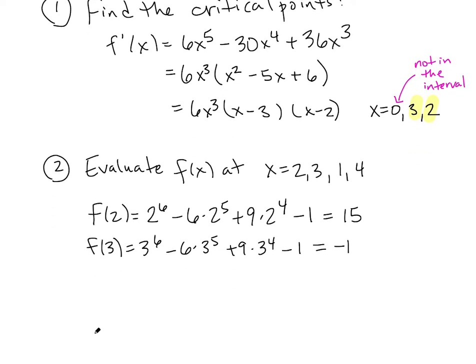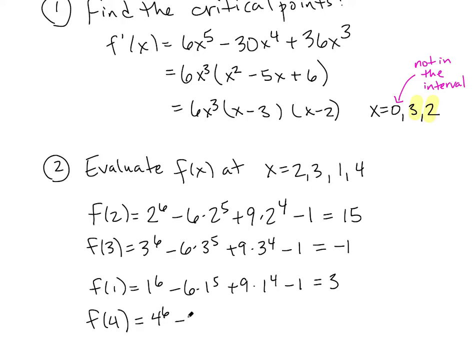The other two values are 1 and 4. So f of 1, I'll have 1 to the 6th minus 6 times 1 to the 5th plus 9 times 1 to the 4th minus 1, which gives us 3. And lastly, f of 4, so the right endpoint of my interval. So I'll have 4 to the 6th, that's a large number, minus 6 times 4 to the 5th, also a large number, plus 9 times 4 to the 4th, again, a large number, minus 1. But overall, what does that turn out to be? It turns out to be 255.